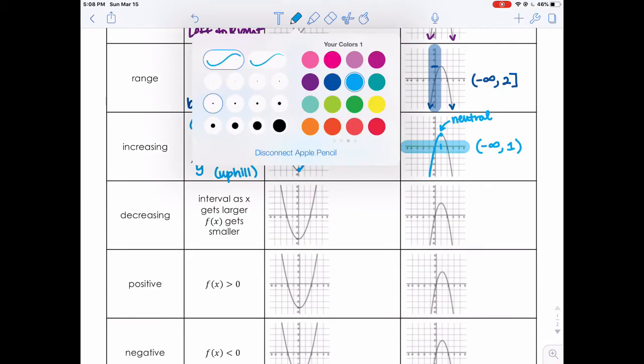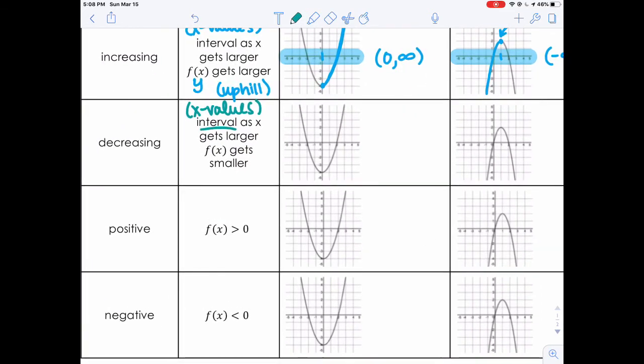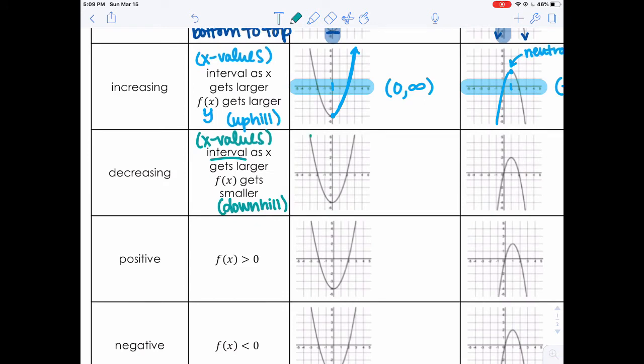Okay, very similar notion for decreasing. Still looking at our x values. The interval as x gets larger and y gets smaller. So we're looking for those downhill intervals. If I was climbing the graph, which parts would I be going downhill on? So it's kind of the opposite of increasing. If your parabola has an increasing interval, the other parts of it are going to be decreasing. So if we're looking at our previous example, the other half of the parabola is decreasing. All along here, I would be going downhill.